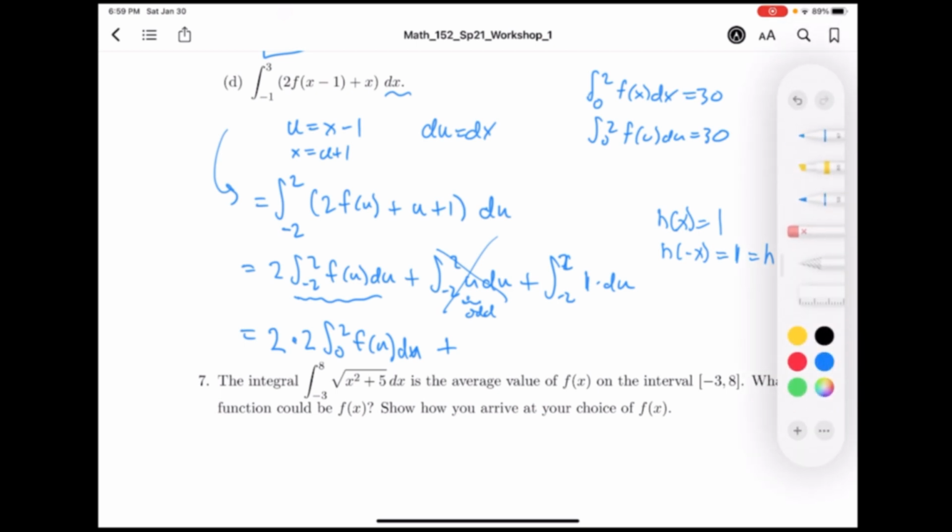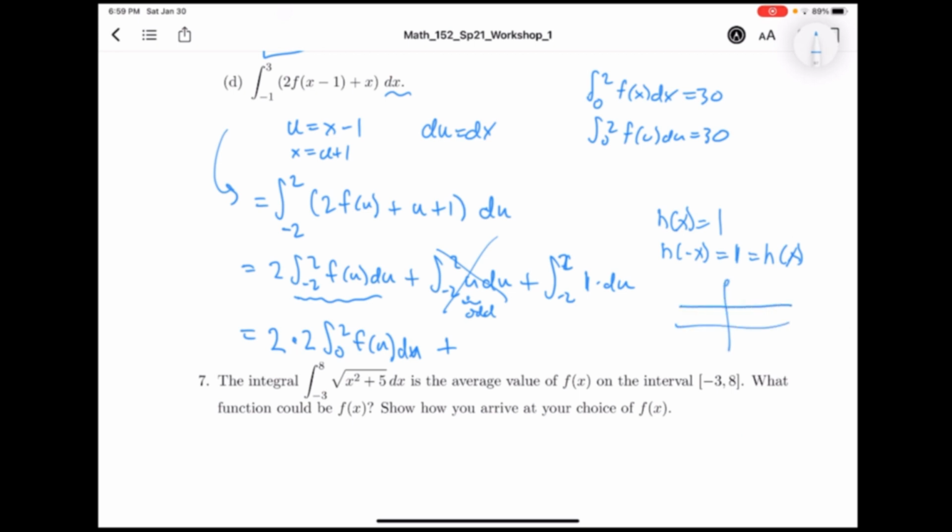We can easily see that the integral of a constant function, the constant 1 on the interval -2 to 2, is just going to be the area under the constant function 1, which is just the area of this rectangle, which has a height of 1 and a width of 4, so that's just going to be 4. So this is now 2 times this integral here, which is 30, and then plus 4, and that comes out to 124.